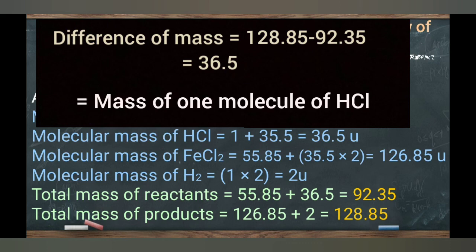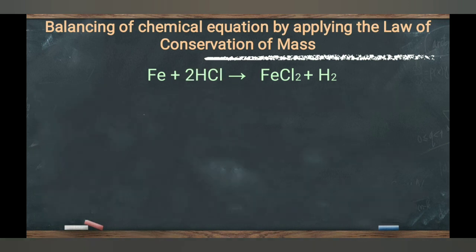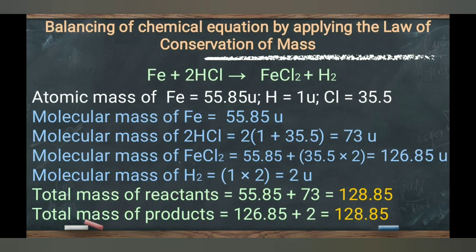And this is equal to the mass of one molecule of hydrochloric acid, which should be added to the left hand side. Means it should be added to the reactant side. Therefore, the balanced chemical equation is Fe plus 2HCl gives FeCl2 plus H2. When the total mass of reactants and the total mass of products is calculated for this equation, it comes out to be equal, which is equal to 128.85 units. So it means this is the balanced chemical equation.